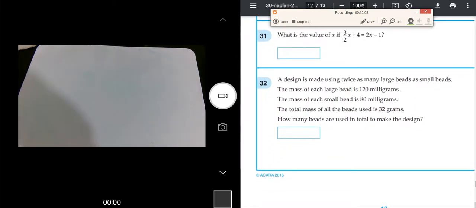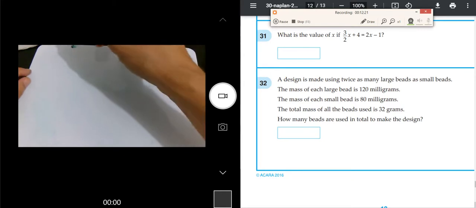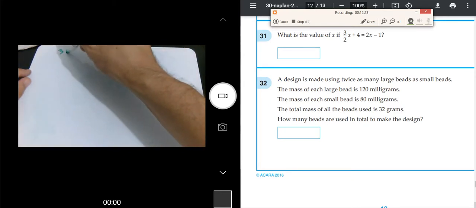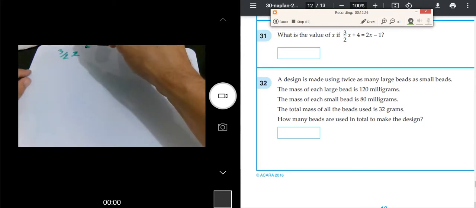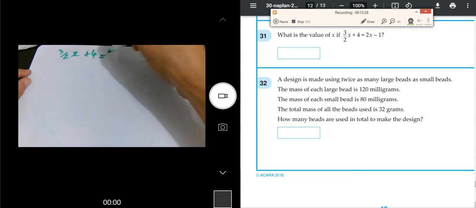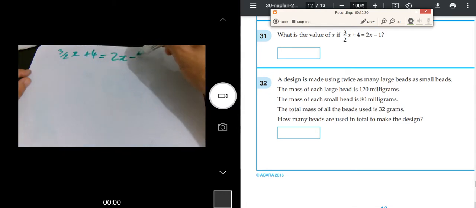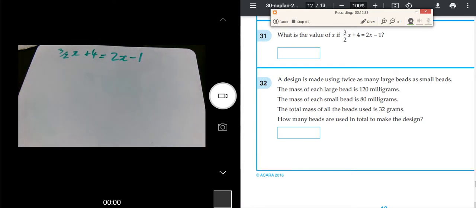Question 31. What is the value of x if 3 halves of x plus 4 take 2x? 3 halves of x plus 4 equals 2x minus 1. Well, we're just going to write this out and solve it. So it's all about isolating the x's. So we've got 3.5 x plus 4 equals 2x minus 1. So we just need to get x by itself on one side, and then we'll have numbers on the other side, and that'll be able to figure it out.